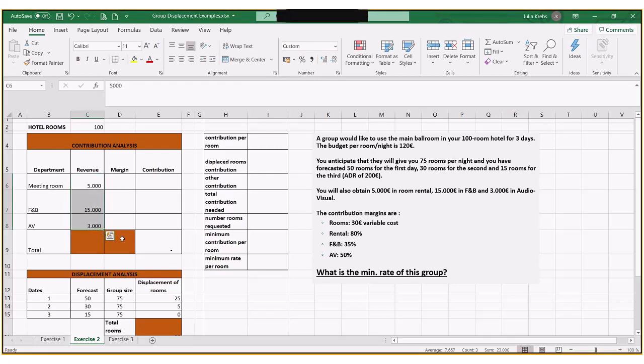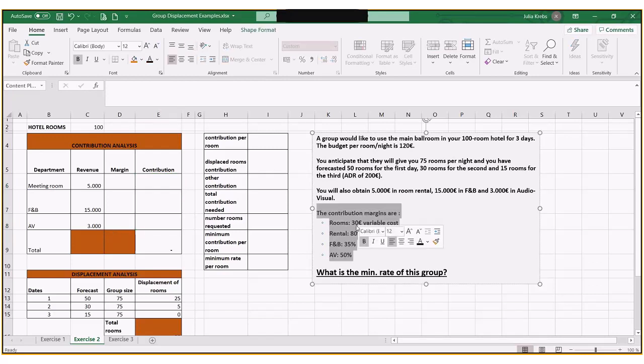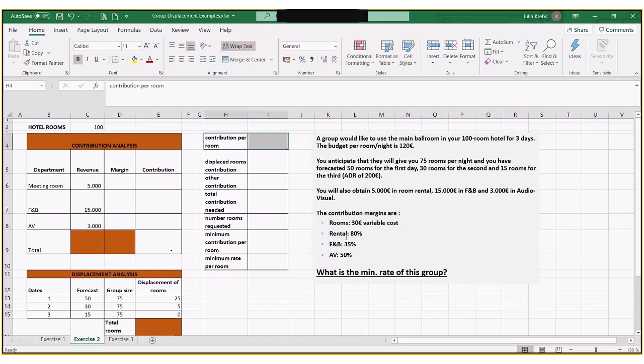Now I want to know how much contribution it actually means. So we need to deduct the variable costs, which are given to us here. Variable cost per room, not important just yet. We will fill this in here in a second. Room rental 80%, F&B 35%, and audiovisual 50%.